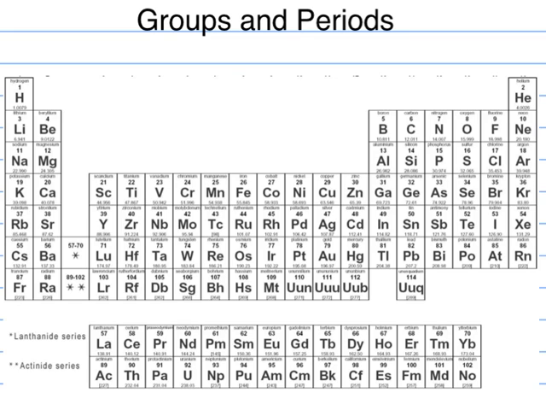Now that's a group. A period is where we go across. Periods have different numbers of electrons in the outer shell, but they do have the same number of shells. So this first period has 1 shell, then 2 shells, 3 shells, 4 shells, and so on.